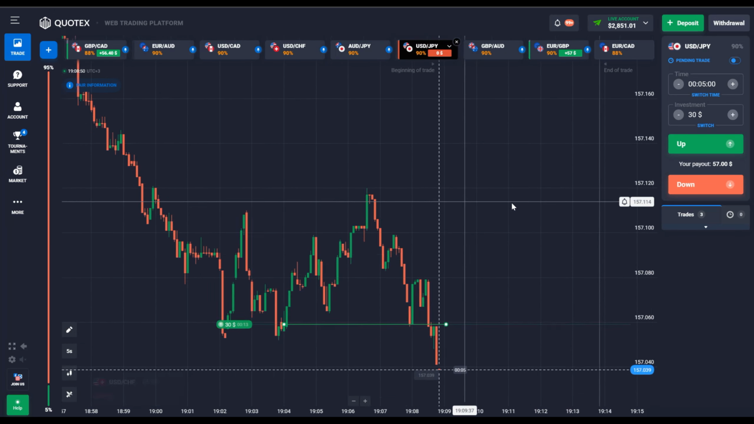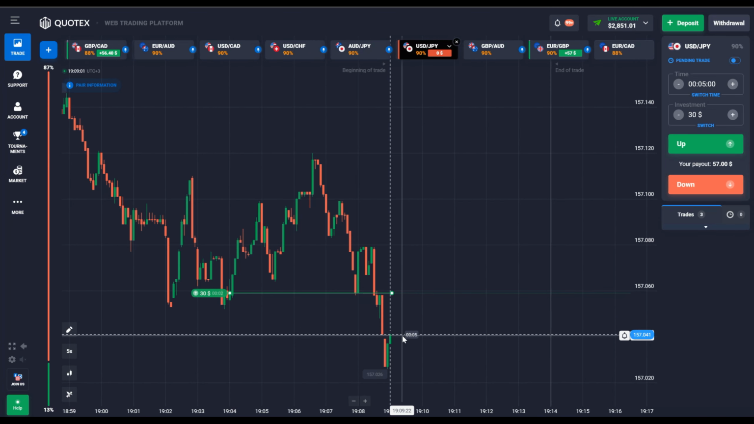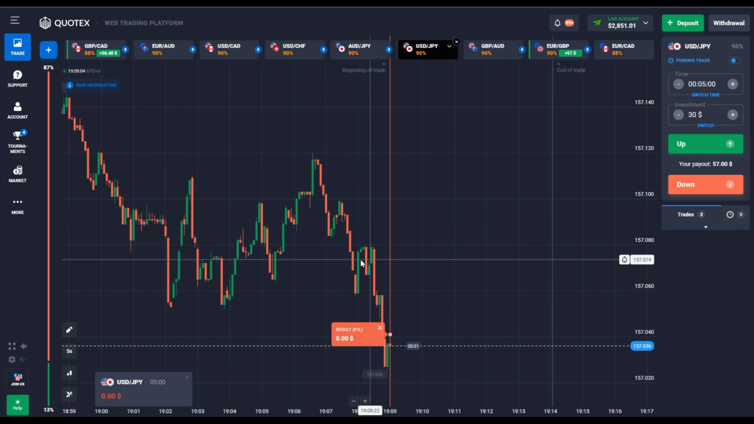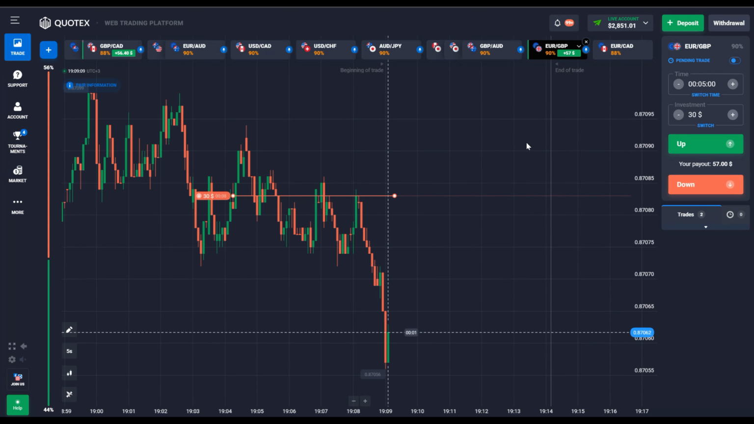US dollar, Japanese yen might be the second losing trade. I actually didn't expect that at all here. Yeah, that's a shame. The entry point was good, but in the last minute the price dropped sharply. And that's exactly what closed the trade in the red.